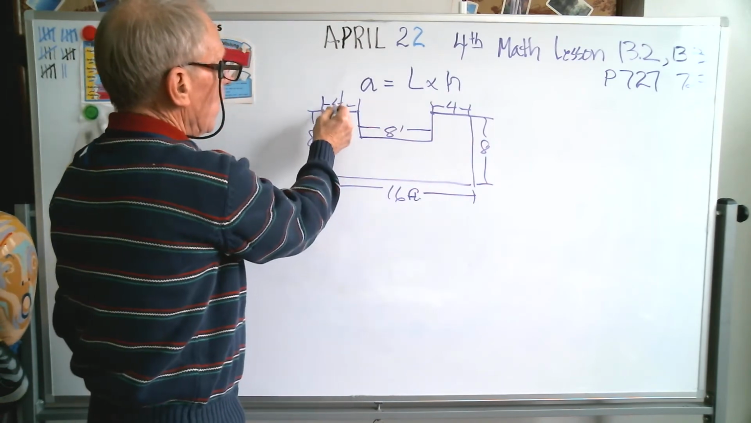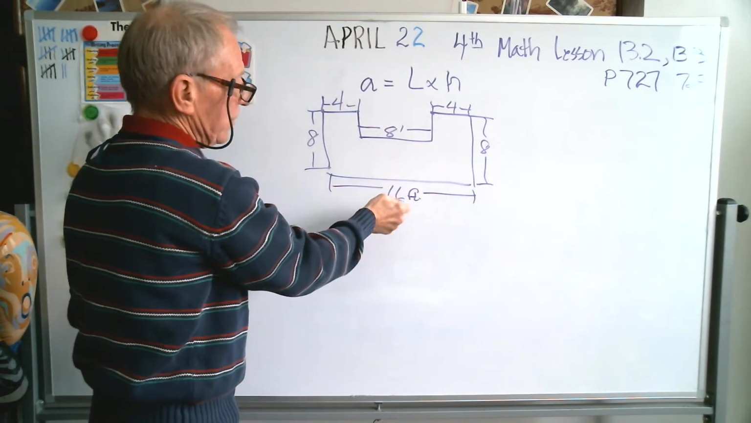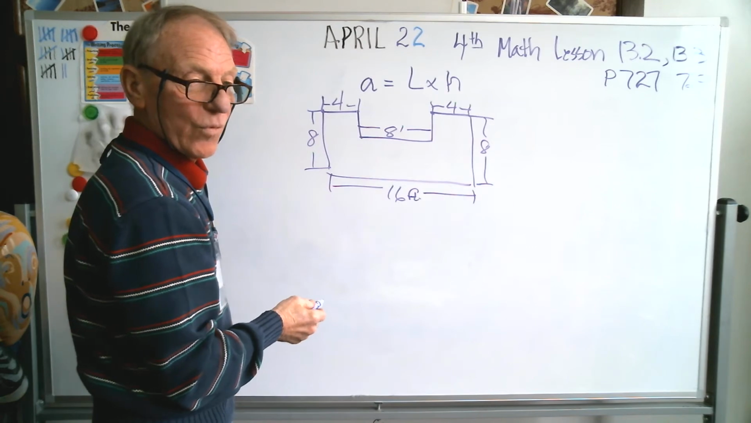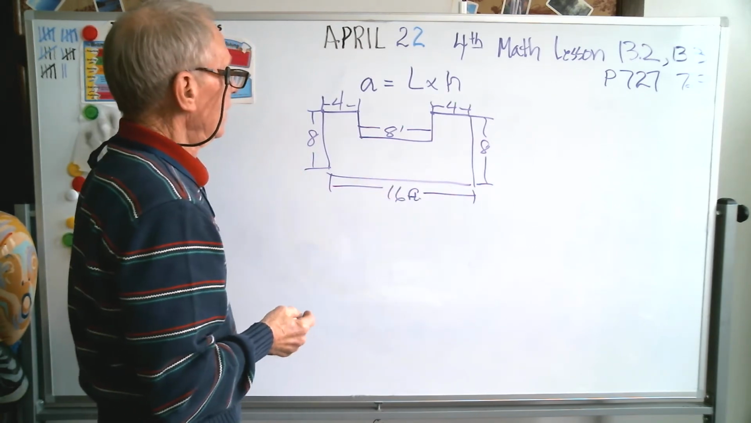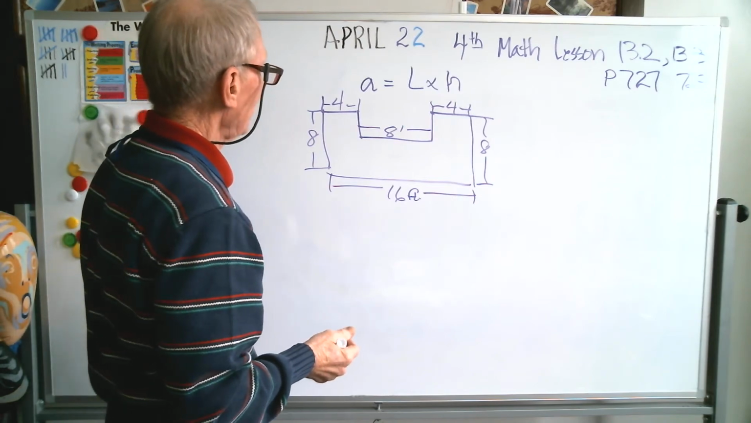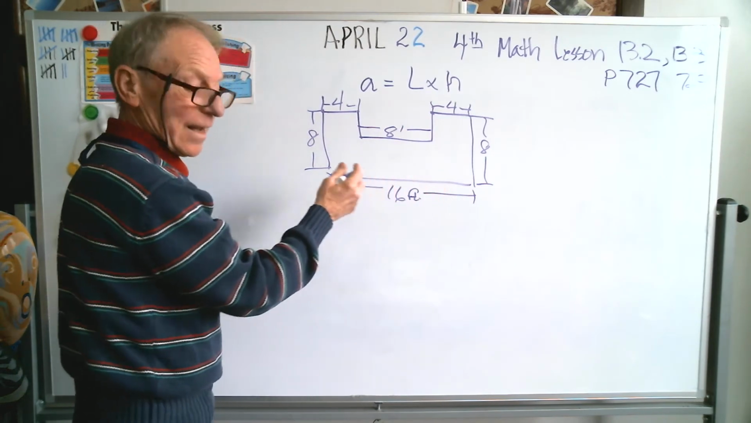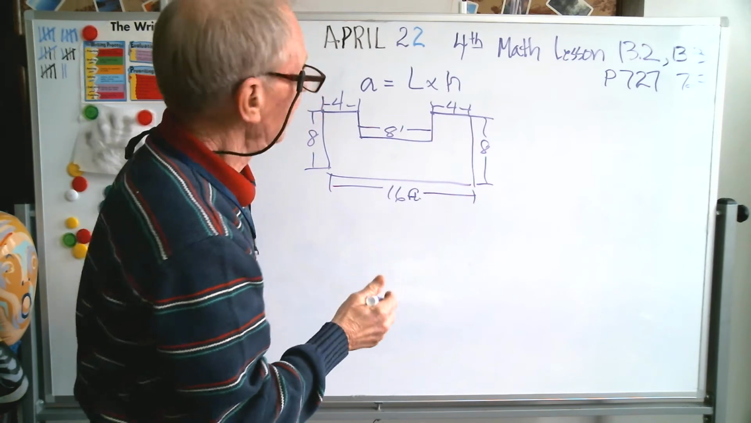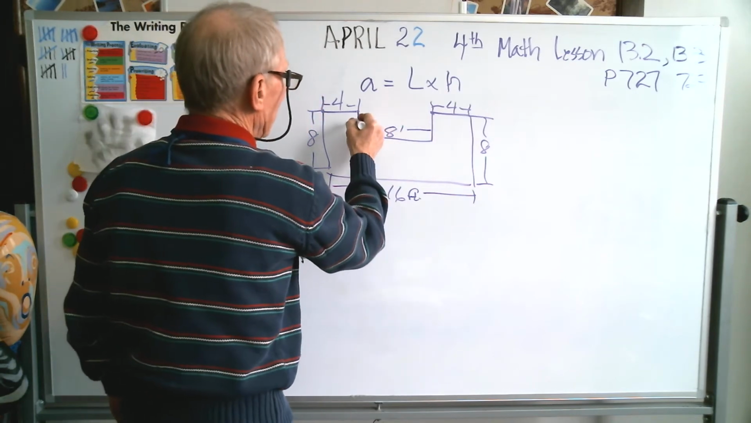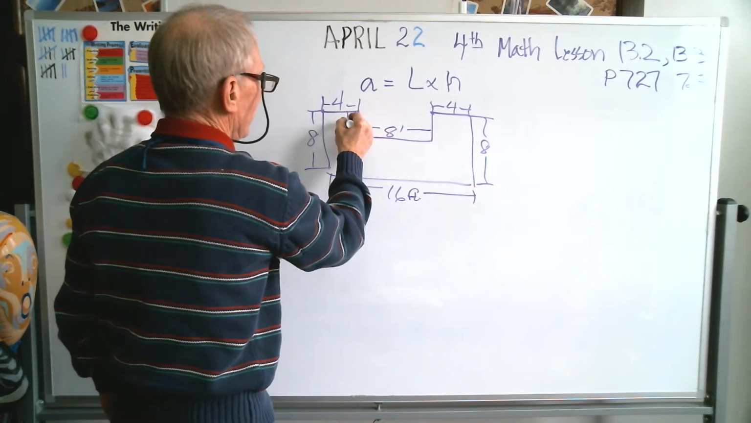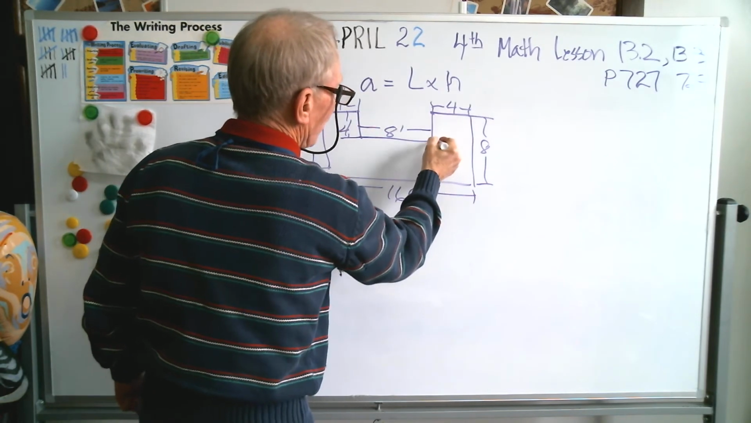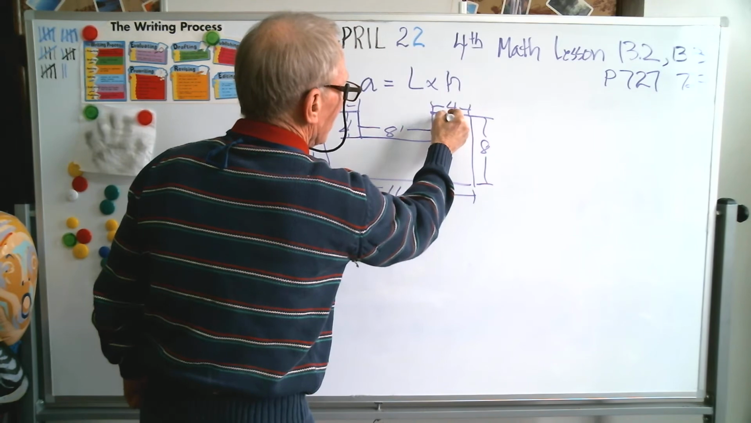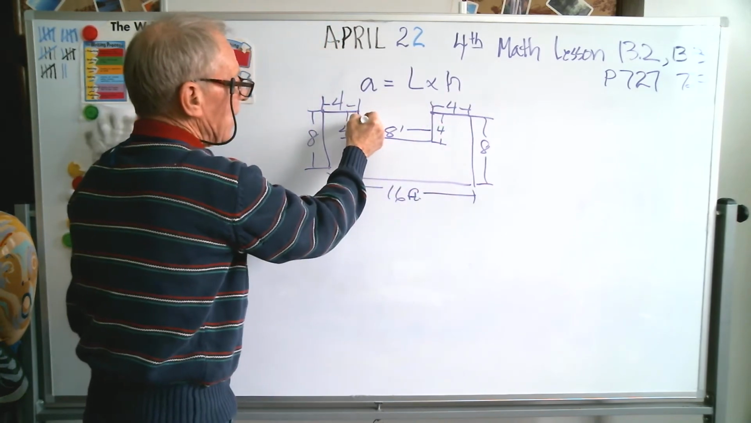So let's see, 4 plus 8 is 12, plus 4 is 16. So we know everything is correct. Now, there's one dimension missing, and it's the height of this, and it's 4 feet. So this is 4 feet high for these sides right here.